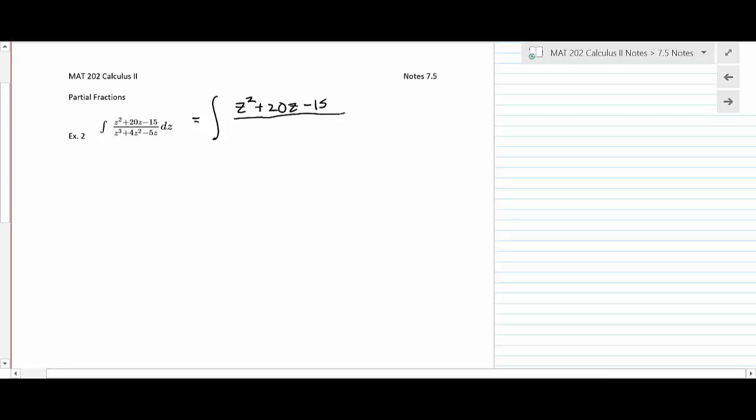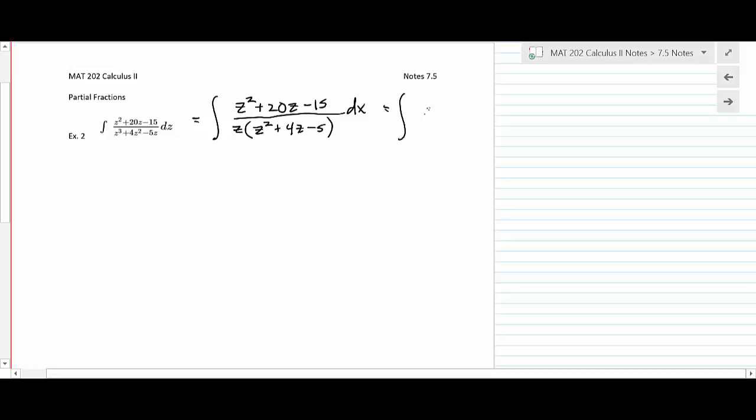What do you notice? It's got a z, right? You want to take a z out. So we're going to have z times z squared plus 4z minus 5 dz, and then it's going to factor further, okay? And we're looking at the situation where they factor. If they don't factor, you've got to do something totally different, and we'll get there.